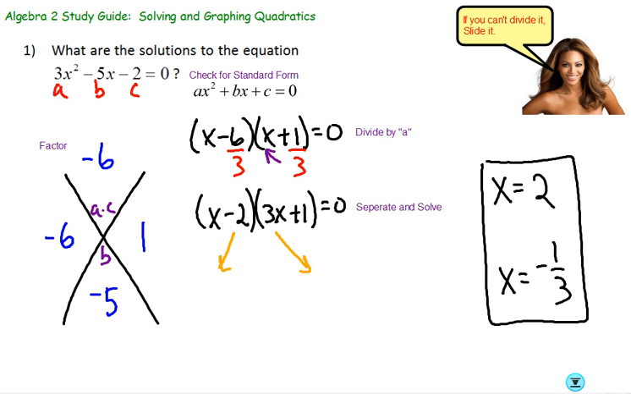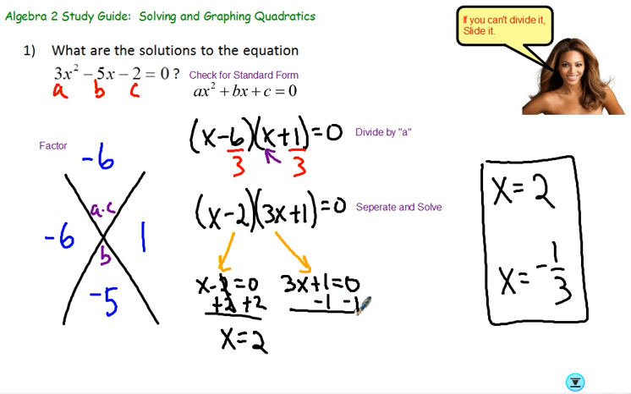So x minus 2 gets its own equation, so x minus 2 equals 0. And then 3x plus 1 gets its own equation. So let's solve each one, similar to the last one. Add 2 to both sides, so we get x equals 2. And subtract 1 from both sides, just trying to get x by itself.